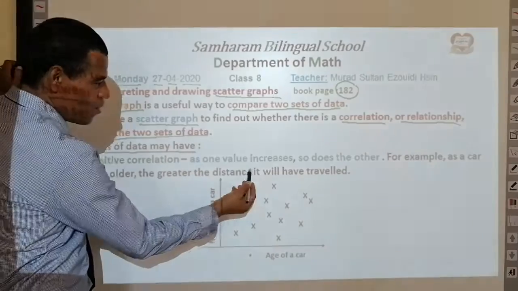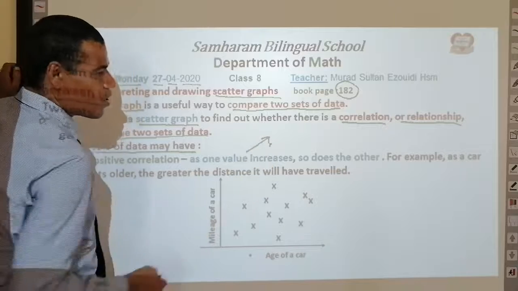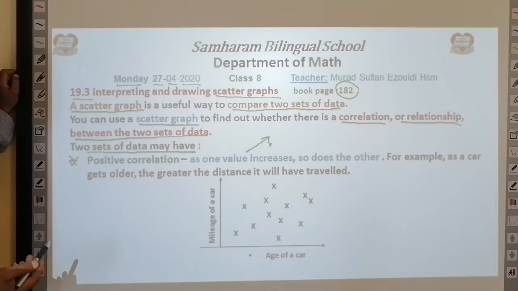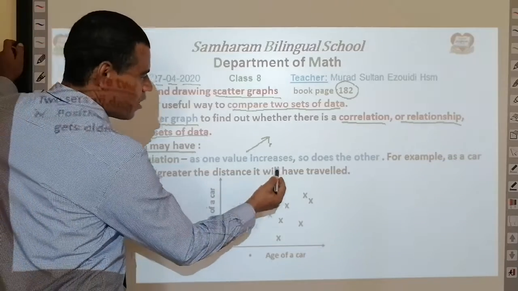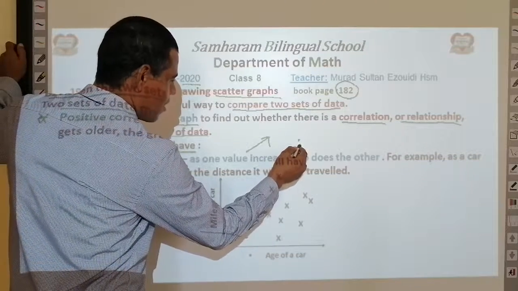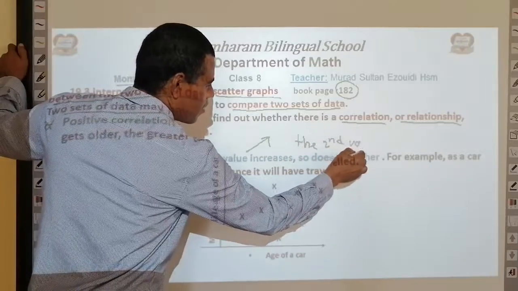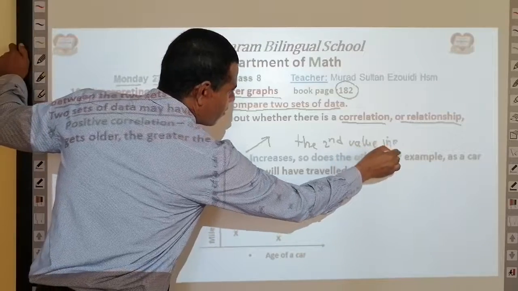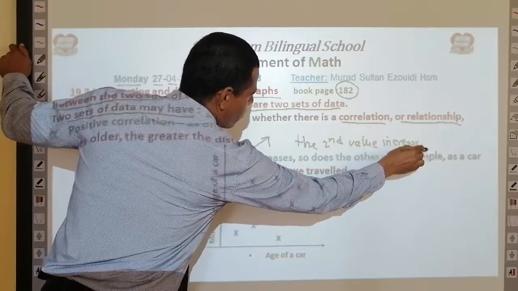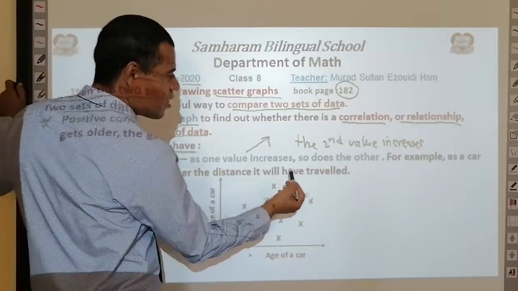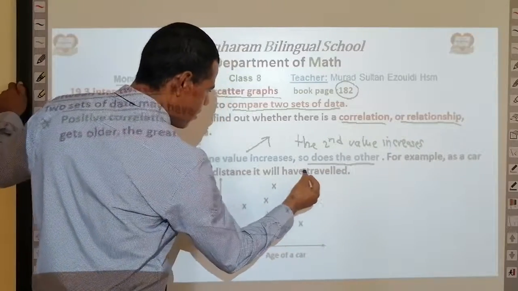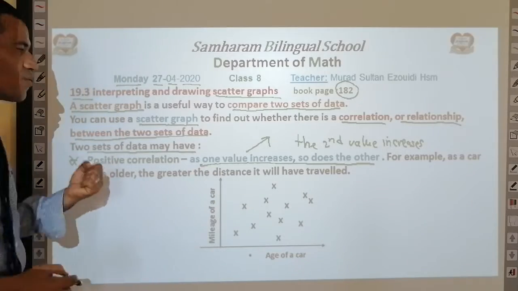It means that as one value increases, the second value also increases. In other words, as one value increases, so does the other. This is called positive correlation.